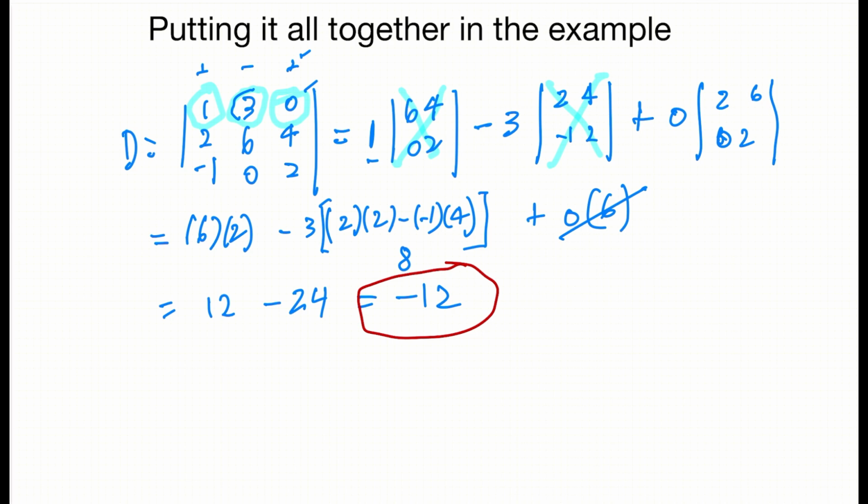Okay, so that is the determinant of this 3 by 3 matrix right here, using a cofactor and minor expansion about this first row. So I know that was rather involved, but we're going to do some more examples. In a future video, I'll do another example that'll help solidify this in your mind.